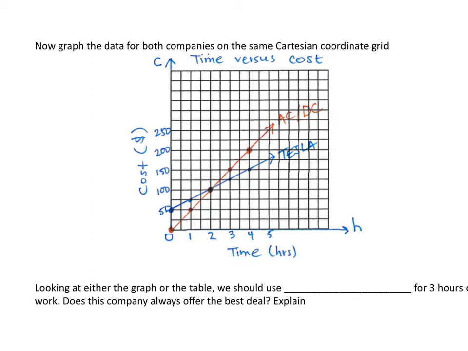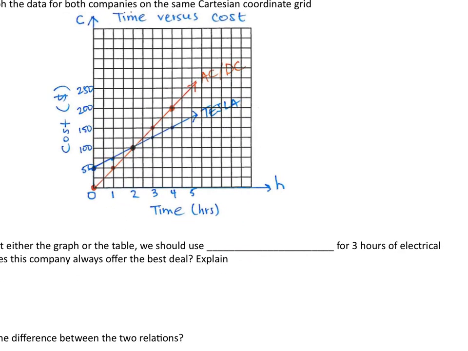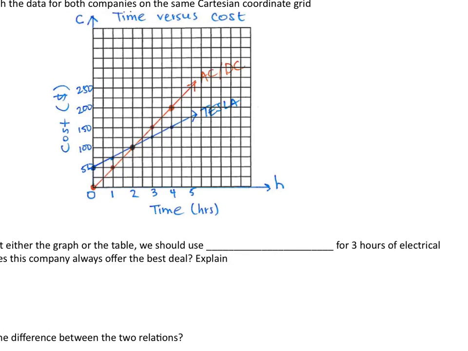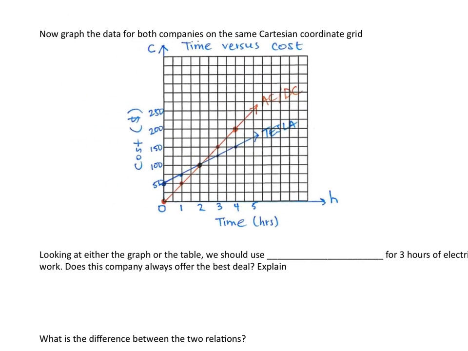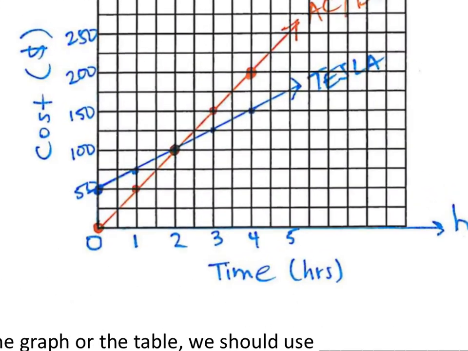All right. Now, either from looking at our graph or going back to look at our table of values, we want to figure out which company we should use for 3 hours of electrical work. So if we needed to hire somebody for 3 hours of work, who would we want to choose? Since we have the graph in front of us, let's go ahead and look at our graph. So I'm going to zoom in a little bit here. And we're looking for a time of 3 hours in particular.